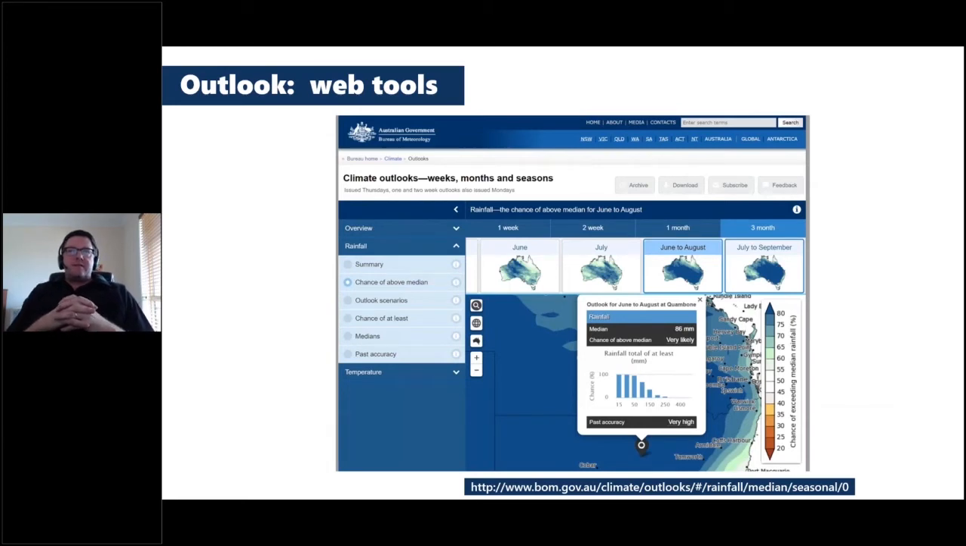If you're interested in accessing more information about the Bureau's forecasts, there are some really good resources on the web. If you jump on the Bureau's website and search for rainfall outlook, it'll take you to this web page that I've put up. I've also got the web address down there.